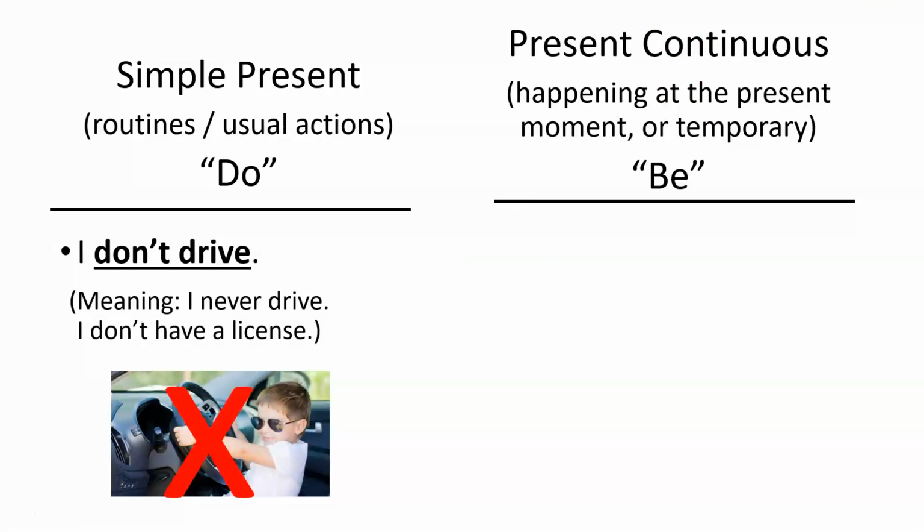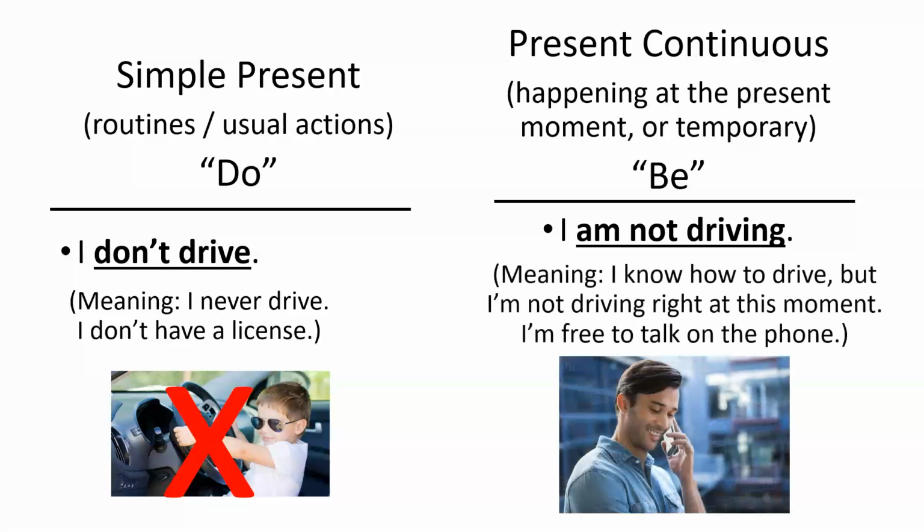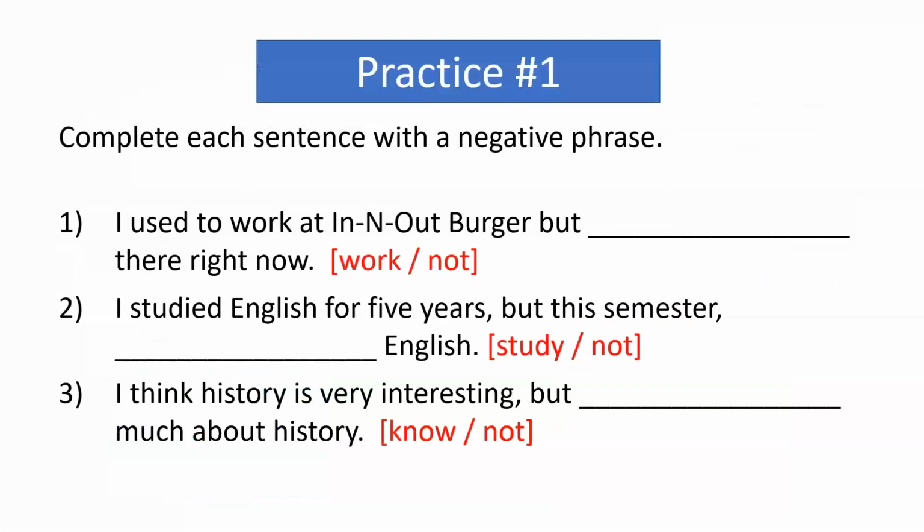I don't drive. On the other hand, I can take the same verb and I can say, I am not driving. And the meaning is different there. That means like right now. For example, I know how to drive, but I'm not driving right at this moment. I'm free to talk on the phone because I'm not driving. So I don't drive and I am not driving are both correct sentences, but they have a different meaning.